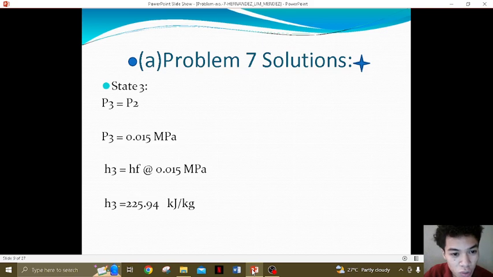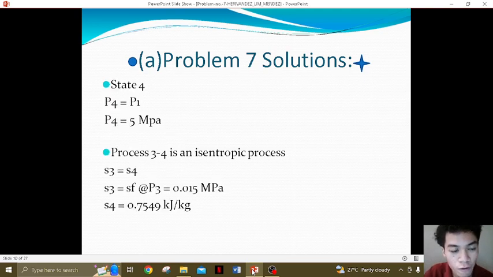In state 3, we have P3 equal to P2, which is 0.015 megapascal. So H3 is equal to HF at 0.015 megapascal, because process 3 is the pump, and this is where the pump touches the saturated liquid line. So we'll have H3 equal to 225.94 kilojoule per kilogram. In state 4, P4 is equal to P1, which is 5 megapascal.